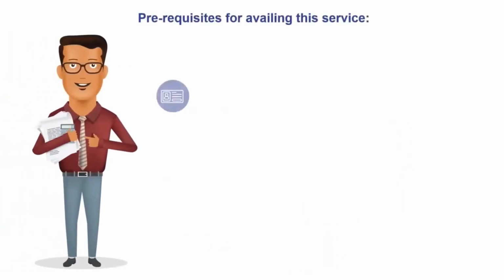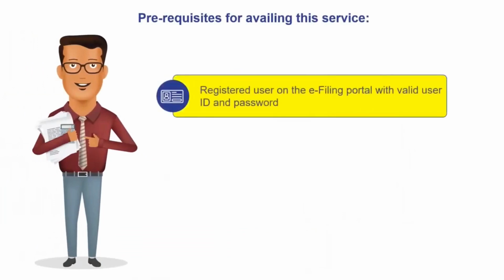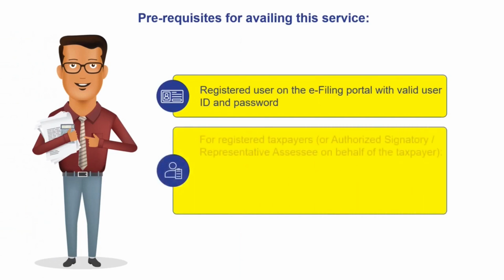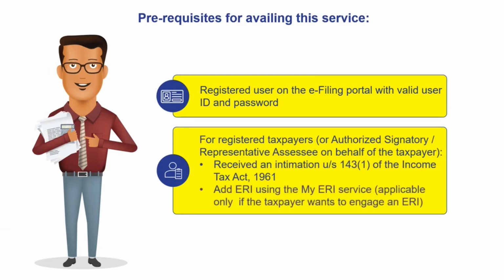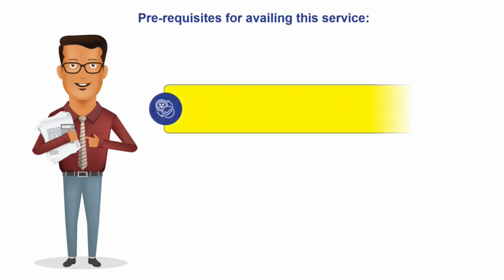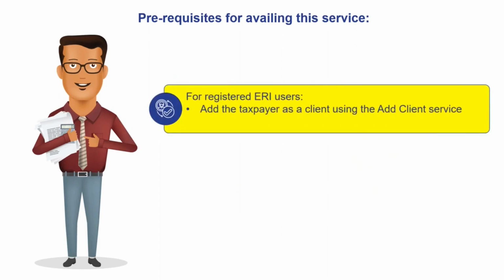Let us now look at the prerequisites for filing a rectification request. The taxpayer should be a registered user on the e-filing portal with a valid user ID and password. The taxpayer must have received an intimation under Section 143 subsection 1 of the Income Tax Act. If it wants to file rectification through an ERI, it must add the ERI using the My ERI service. If the rectification is to be filed by the registered ERI user, then it has to add the taxpayer as a client using the Add Client service, and it must ensure that the ERI status is active.